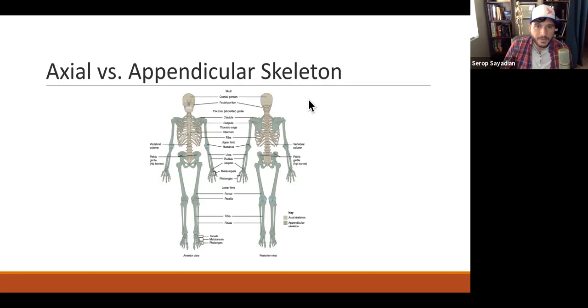So today we have the appendicular skeleton. If you remember, last time we learned the axial skeleton, that was the skull, spine, and rib cage. Today we're doing appendicular, which is appendages, meaning the upper extremity, like the shoulder, arms, and hand, and the lower extremity, the hip, legs, and feet.